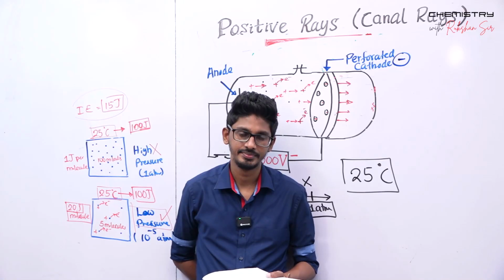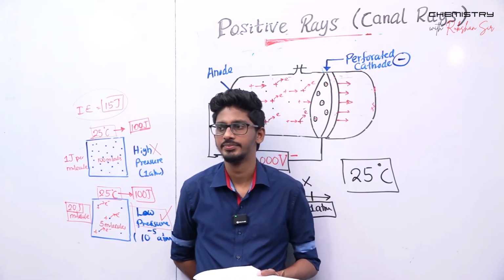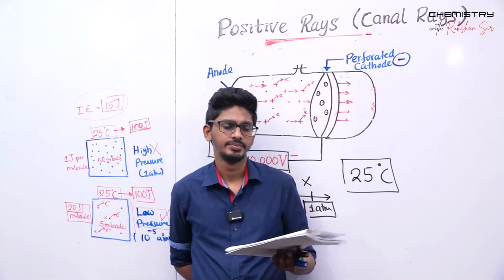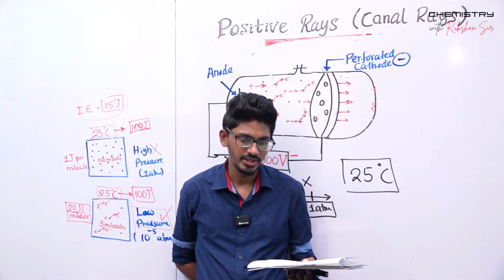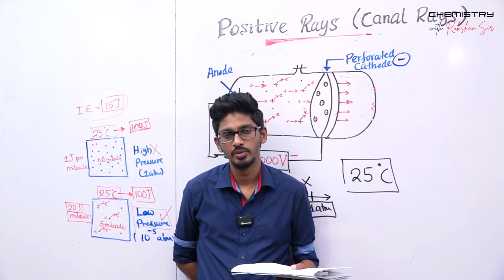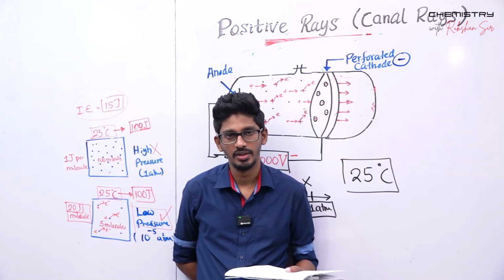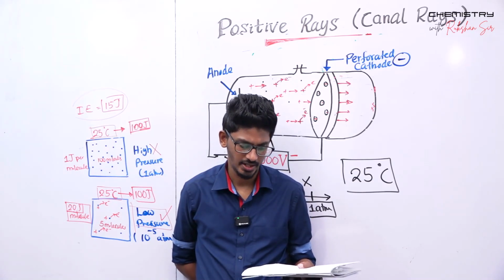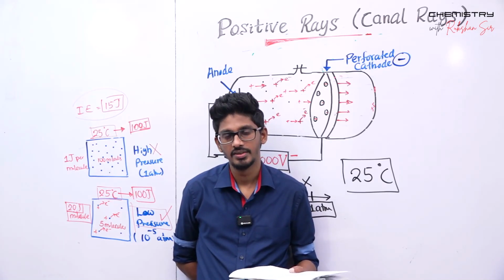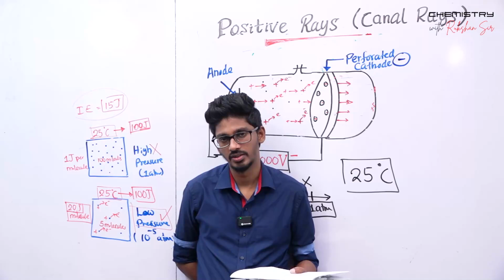Next point. The positive ions are attracted to the cathode, and some pass through the holes in the cathode.